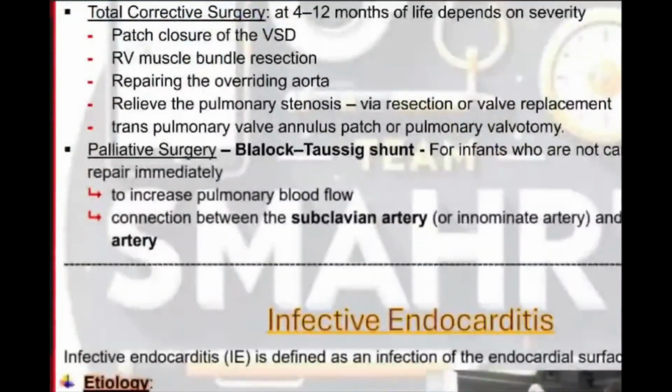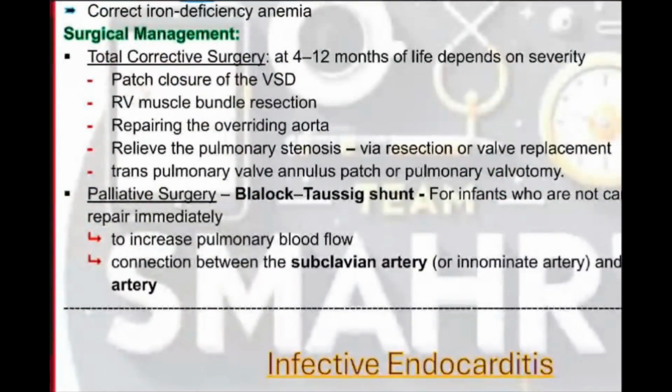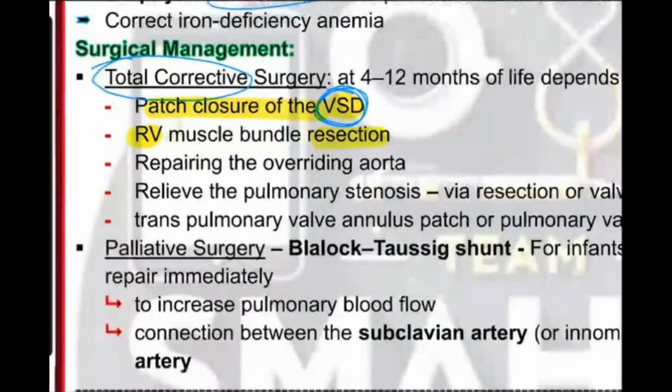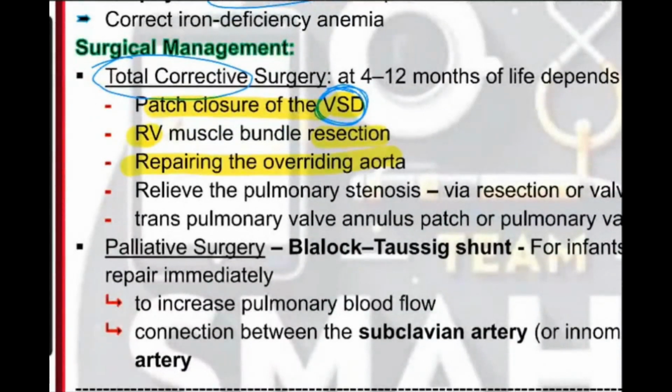Now, next, what can you do? We can do the corrective surgery. Total corrective surgery means all four components are corrected. So how will you correct VSD? For VSD, you close the defect. You do patch closure. For right ventricular hypertrophy, what can you do? You will resect. For overriding of aorta, repair can be done. For pulmonary stenosis, you can relieve it.